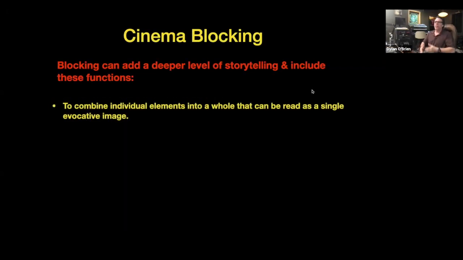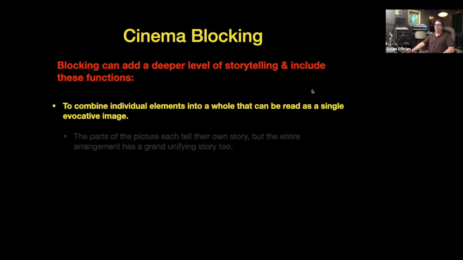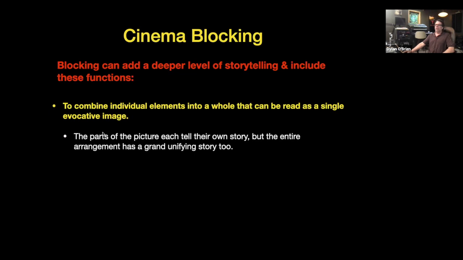So blocking, like I said, can add a deeper level of storytelling and includes these functions. I want to combine individual elements into a whole that can be read as a single evocative image. So again, I'll show you the shot in one second. Parts of the picture should each tell their own story, but the entire arrangement has a grand unifying story too. So you could have multiple things happening in the frame, and maybe everybody's doing their own thing, but when you look at the whole thing as a whole, it tells a bigger picture.